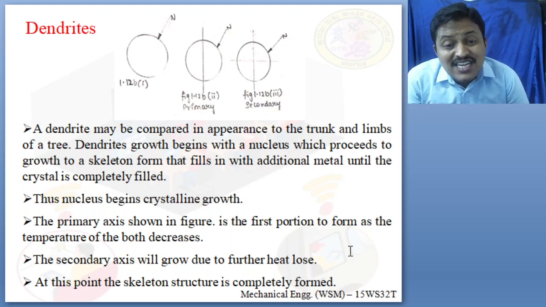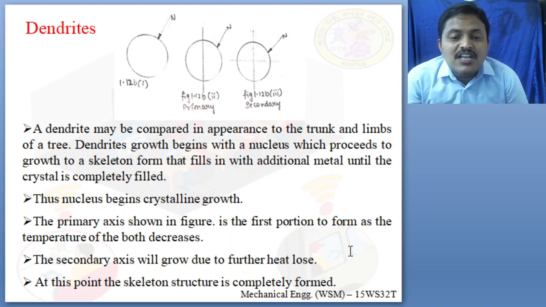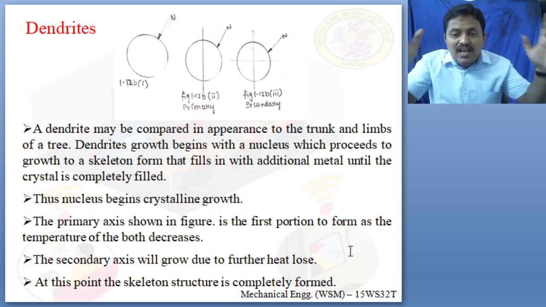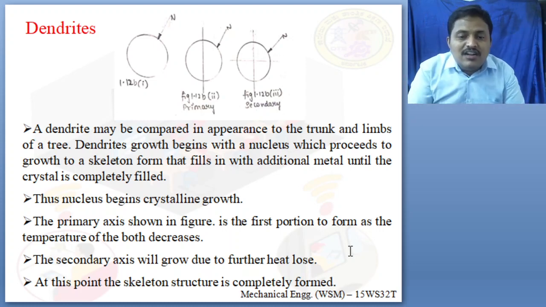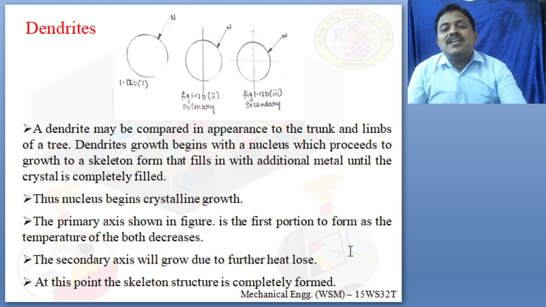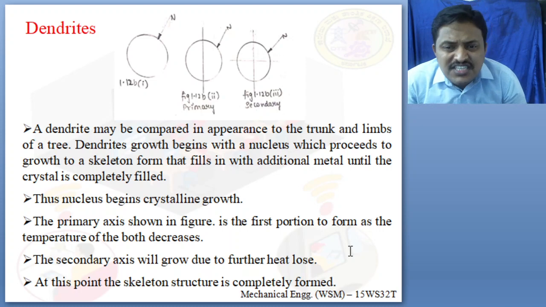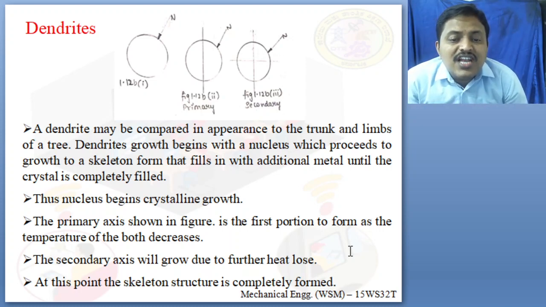It starts from the center of the nucleus, which proceeds to grow into a skeleton form. It fills in additional metal until the crystal is completely filled. So it starts from the center and occupies the entire volume of the metal, and it gives a new shape and new properties to the material. This nucleus begins crystalline growth. This initiation of crystal growth is known as crystalline growth.